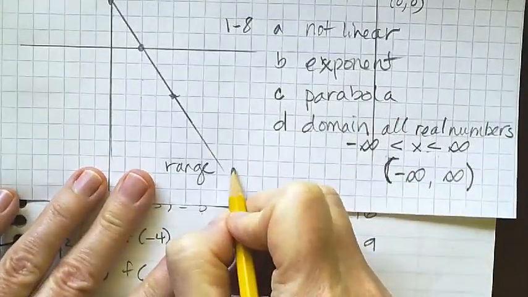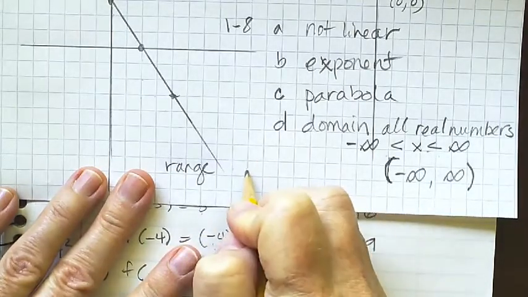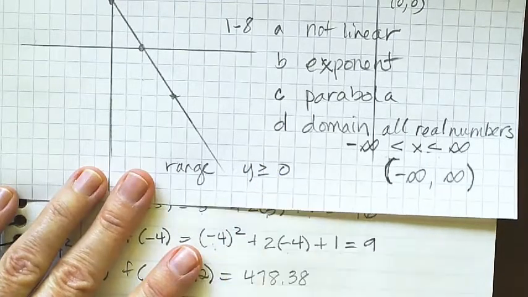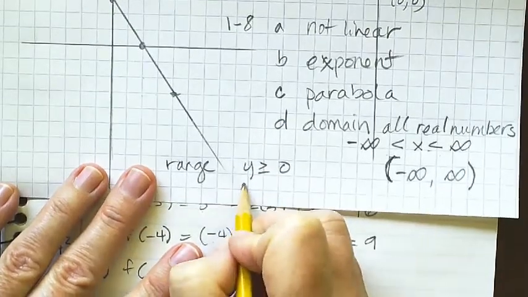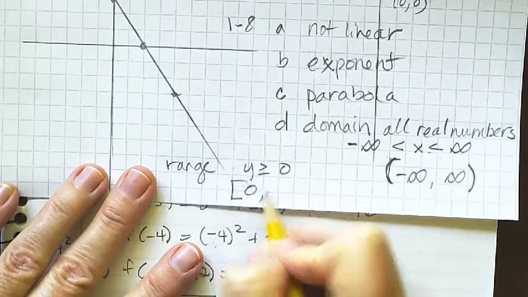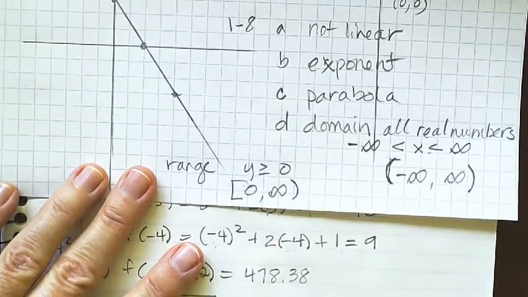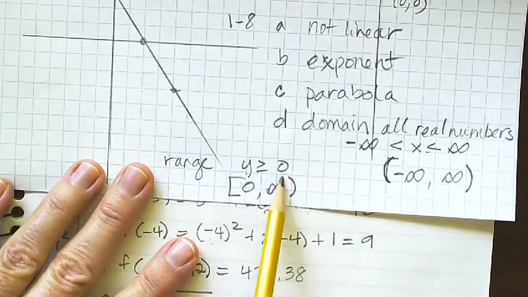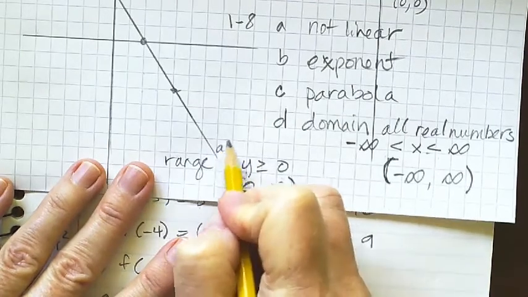So for range, I'm going to abbreviate here: y greater than or equal to 0. You could write it like that, or you could do 0 to infinity with the bracket notation, or you could write in words all numbers greater than or equal to 0. I'll write it out.